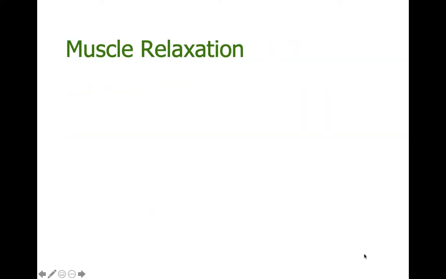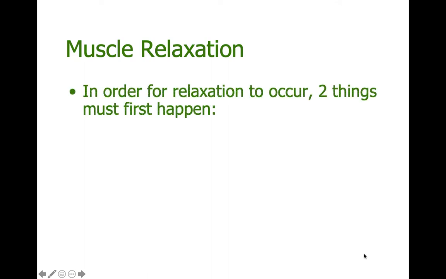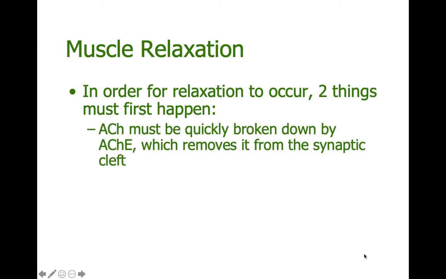So in order for muscle relaxation to happen, in order to have the reverse of a muscle contraction, we need two things to happen. And they're going to involve two of the players that we've been talking about right along. First is acetylcholine. We've got to break it down. That's why we just talked about acetylcholine esterase, because it's in the synaptic cleft, and eventually it will start breaking down the acetylcholine, breaking it in half.